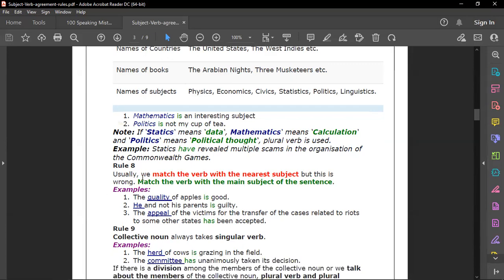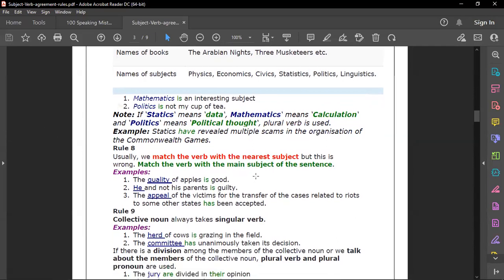So rule number 8, which says we match the verb with the nearest subject, but this is wrong. Match the verb with the main subject of the sentence. Sometimes we pick a plural near the verb and miss the actual subject. So when can we take the nearest subject? Let's see who remembers.